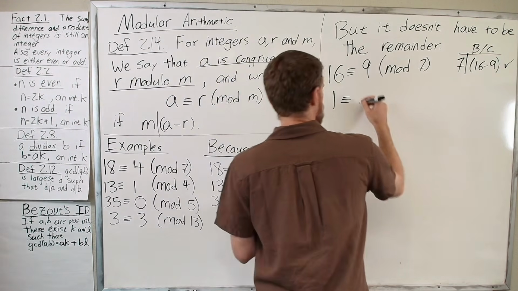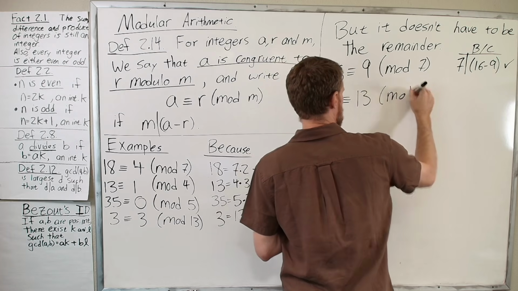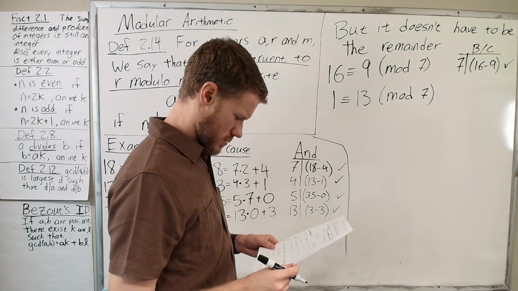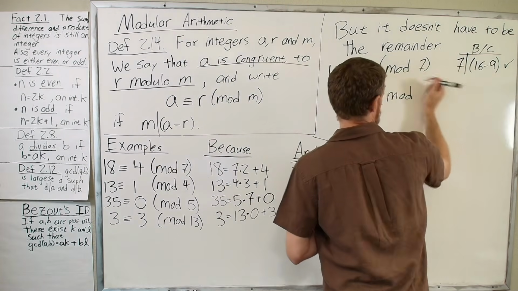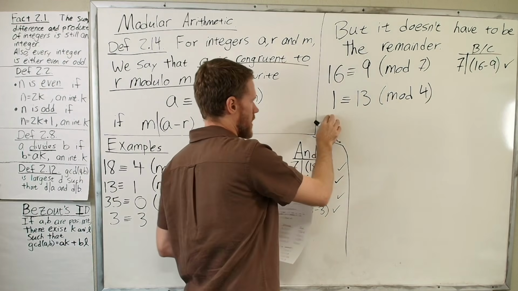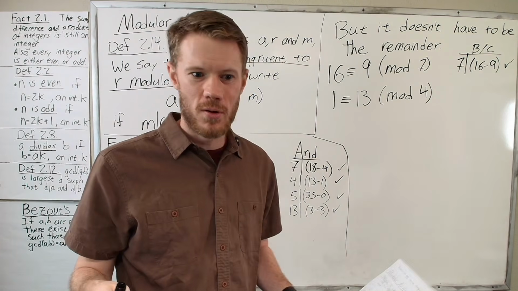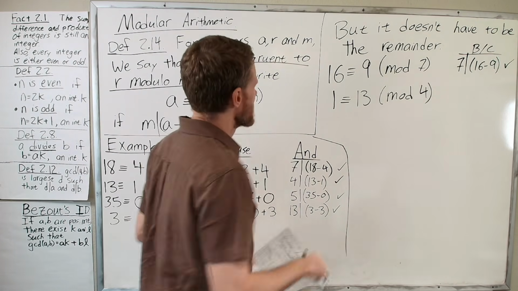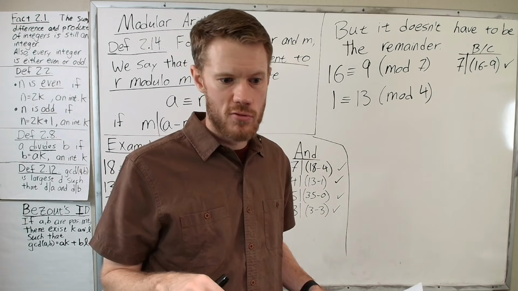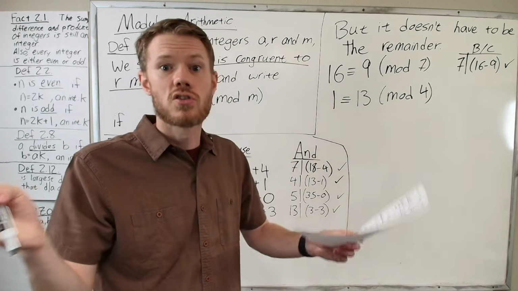Okay, so 1 is congruent to 13 mod 4. Why? Well, if you take 1 divided by 4, what's the remainder? It's 1, right? 1 apple divided among 4 people, no one gets any, and there's 1 left over. So the remainder is 1 here. 13 apples divided among 4 people, everyone gets 3 with a remainder of 1. So in both cases, dividing by 4 gives you a remainder of 1, so they're congruent.